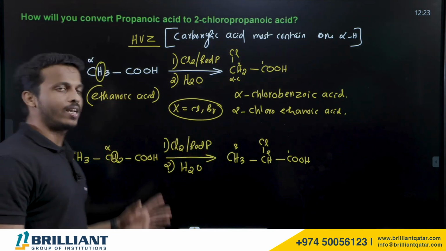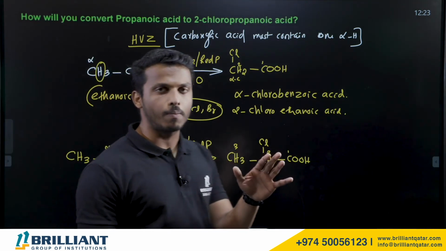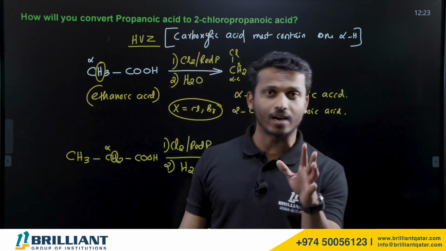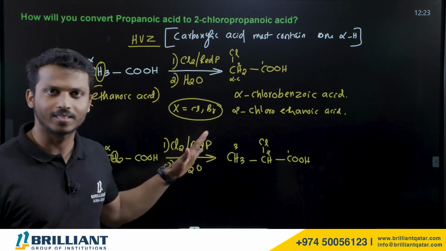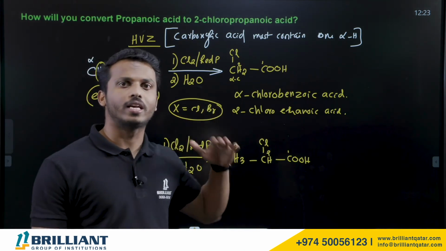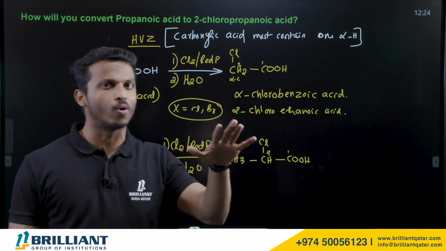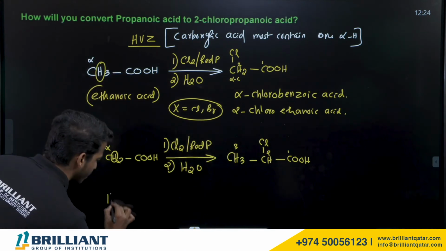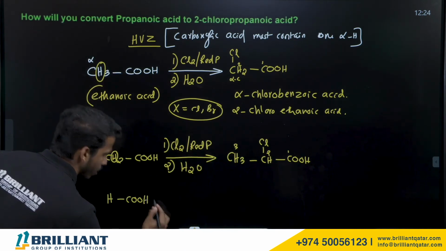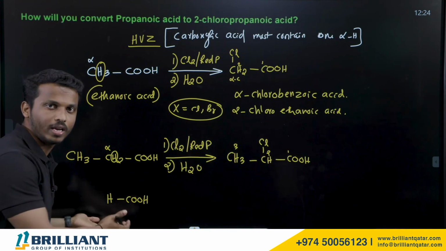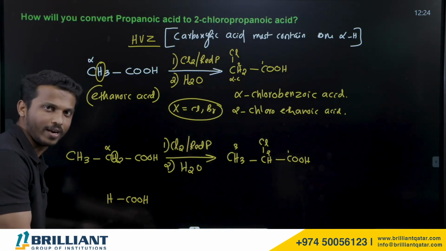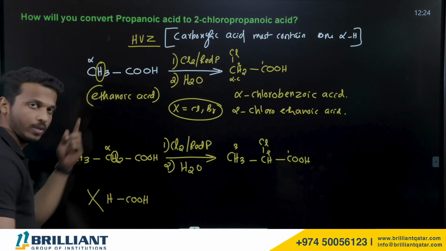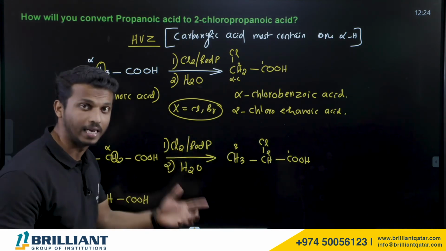Careful, the HVZ reaction is not given by all acids. The acid should contain alpha hydrogen. Those acids which don't contain alpha hydrogen won't give the reaction, for example HCOOH, methanoic acid. Yes, student, it has no alpha carbon and no alpha hydrogen, so it cannot give the HVZ reaction, Hell-Volhard-Zelinsky.